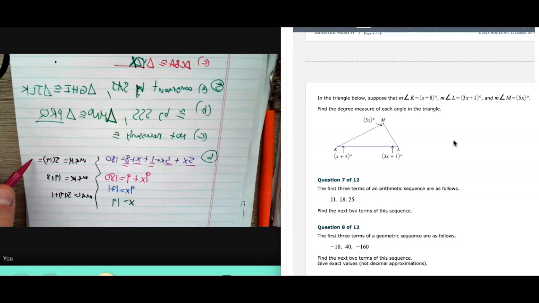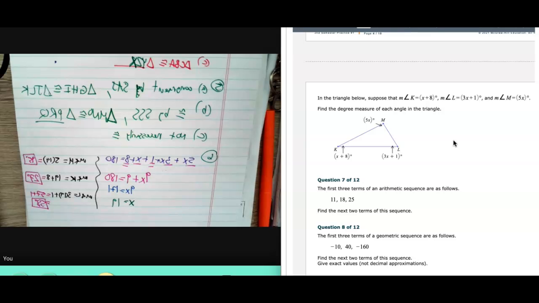Angle M, 5 times 19, that's 95 degrees. Angle K, 19 plus 8, that's 27 degrees. And then angle L, 3 times 19 is 57 plus 1 is 58. So there's your three angle measures.